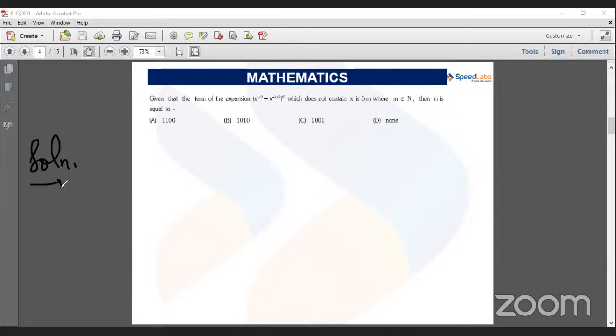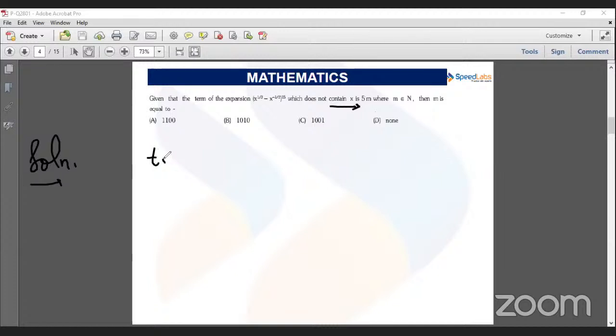Given that the term of the expansion (x^(1/3) - x^(-1/2))^15, which does not contain x, is 5m, where m is a natural number, then m is equal to? So n is 15 and the terms are x^(1/3) minus x^(-1/2). The term which does not contain x is independent of x.